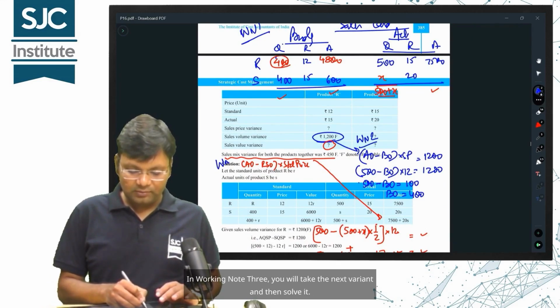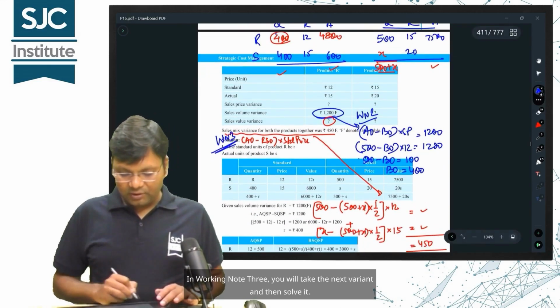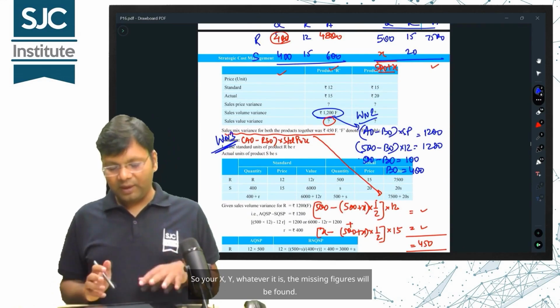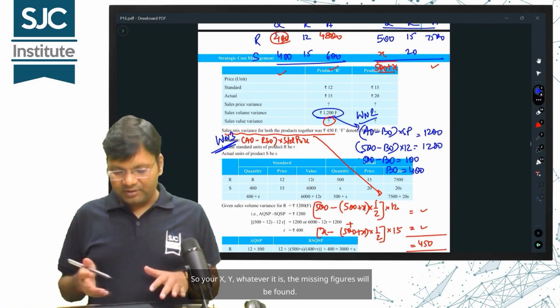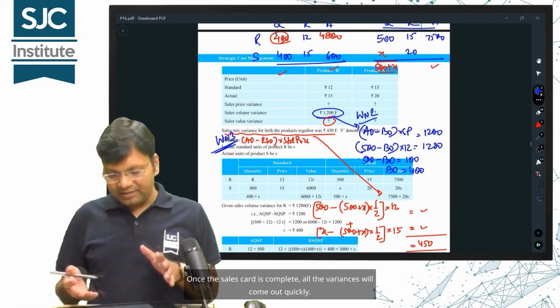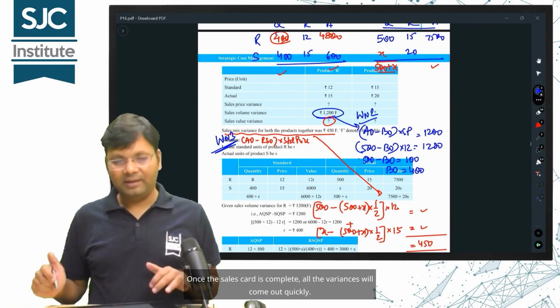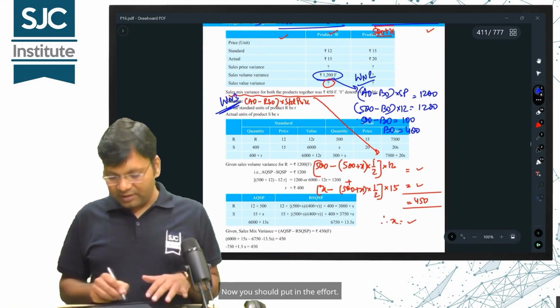In working note 3, you will take the next variant and then solve it. So your x, y, whatever it is, the missing figures will be found. Once the sales card is complete, all the variances will come out quickly. Now you should put in the effort.